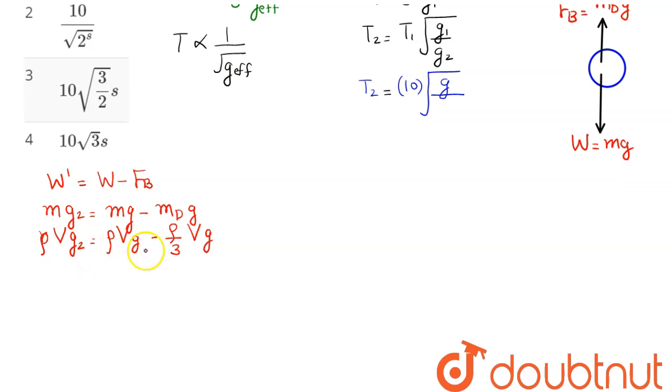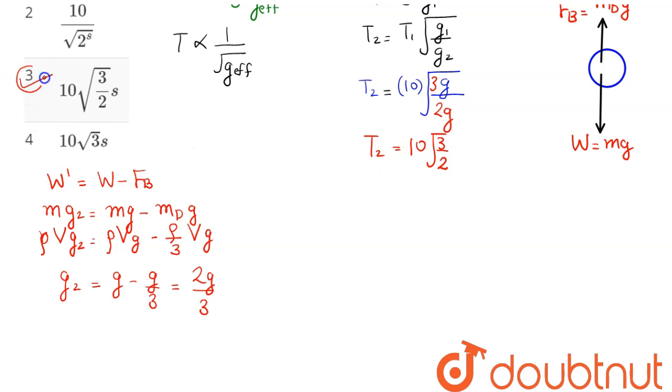Now rho V cancels out. So we have the value of G2 as G minus G divided by 3. This comes to be 2G by 3, so G2 is 2G divided by 3. So G and G cancel out. Hence T2 comes to be 10 under root of 3 by 2 seconds, which is option number 3. So 10 root 3 by 2 seconds is the corresponding time period in the liquid. So option 3 is our answer.